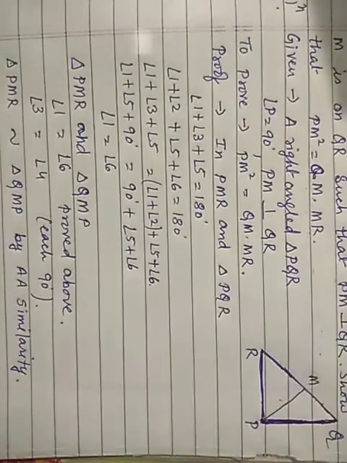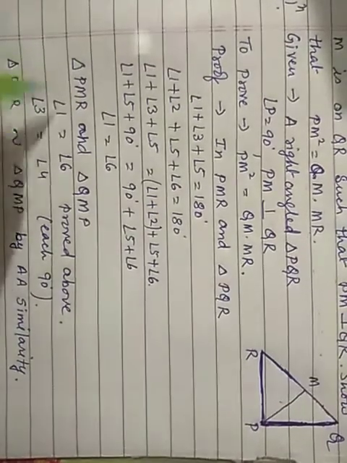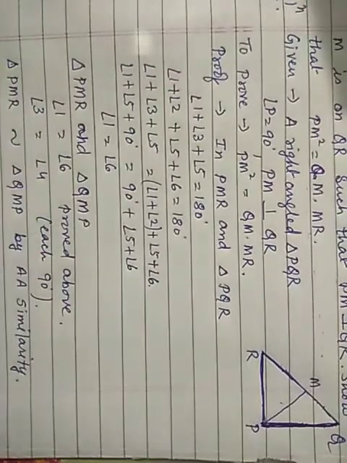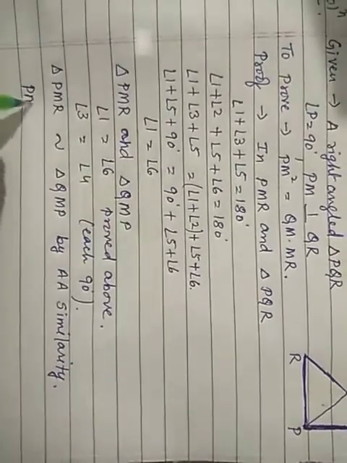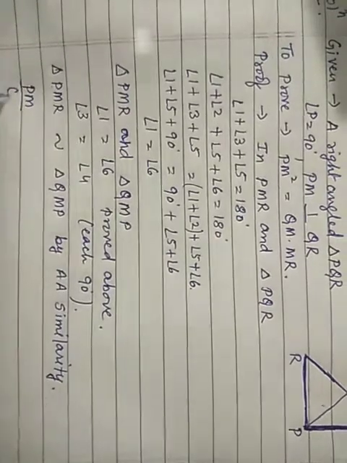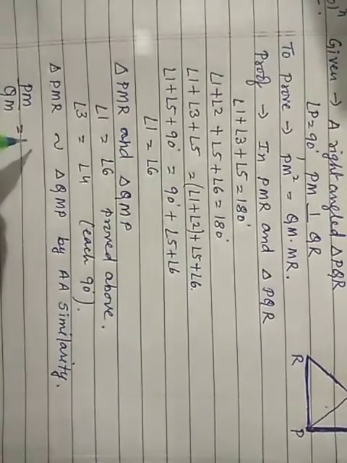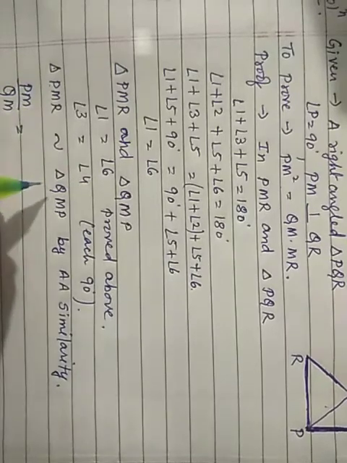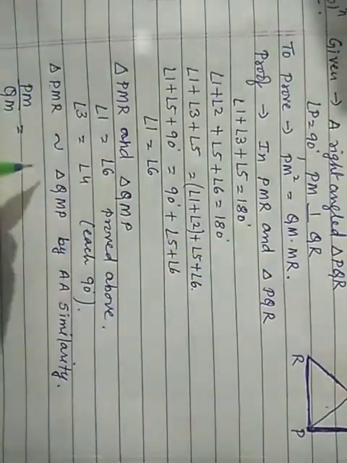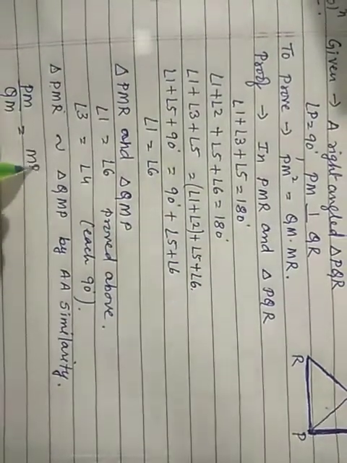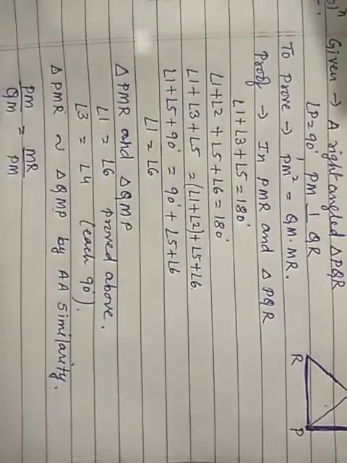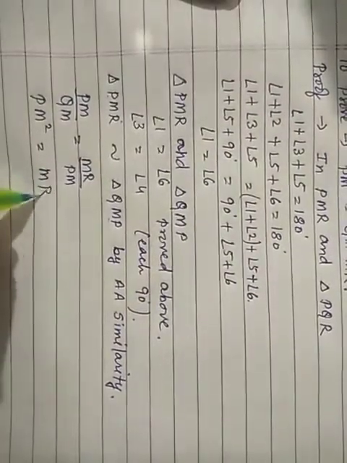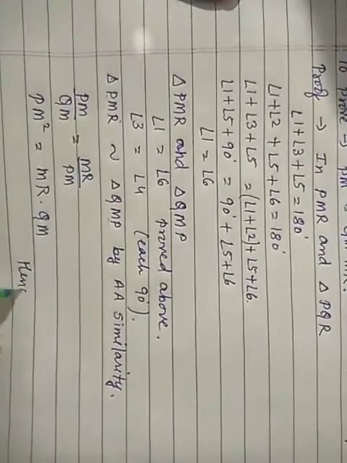Okay, so now we can say the corresponding sides are also proportional. So in these two triangles I am writing first PM, here I will write QM, then MR. MR is required in the question. So here I am taking MR, and here I have to take MP or PM. So this is PM square is equal to MR into QM. Hence proved.